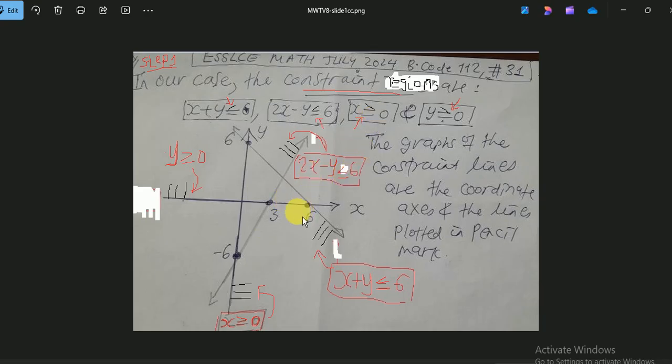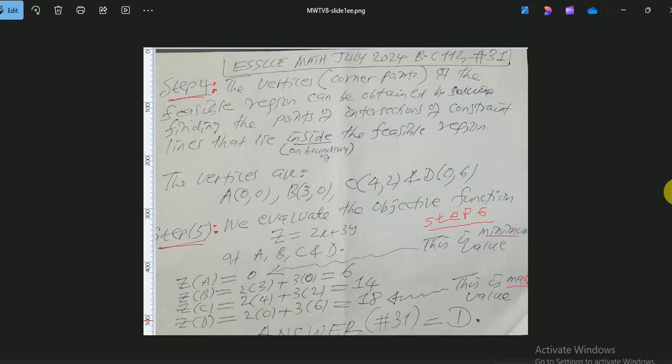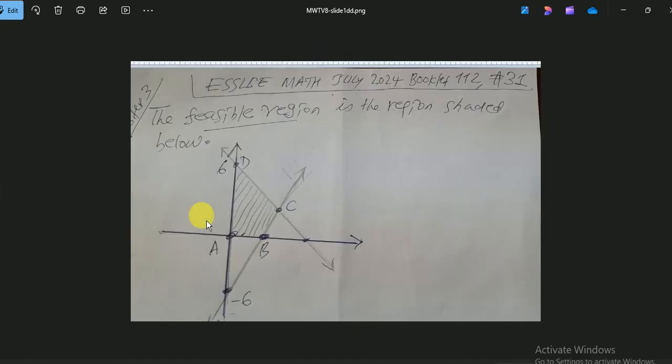Similarly, x greater than or equal to 0, where x is equal to 0 is the y-axis, means to the right of the y-axis. And y greater than or equal to 0 means above the x-axis. We have how many regions here? 4 regions. Their intersection gives us the feasible region. That means this polygonal region. It has vertices A, B, C, D. By using the equations of the given lines, we can find the coordinates of these corner points. The corner points are the origin, 0, 0, this point.